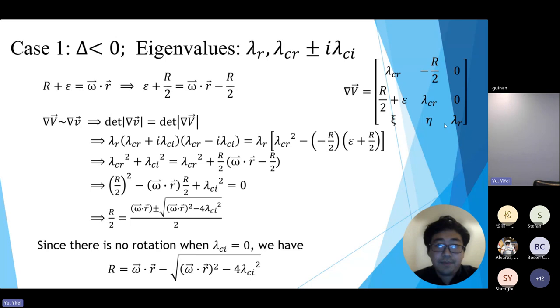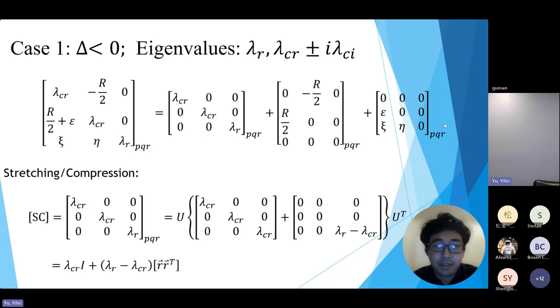The principal matrix can be decomposed into three parts. The diagonal term is the stretching or compression. The anti-symmetric matrix stands for rotation, and the lower triangular nilpotent matrix stands for the shear.